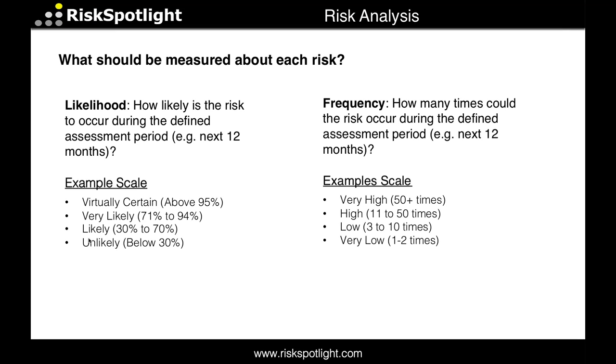Some organizations capture likelihood, some organizations capture frequency, which is the other measure. I like to capture both because they're both good questions. We need to know what the likelihood is of something happening in the next 12 months. But then we also want to know the frequency: if it could happen in the next 12 months, could it happen 2 times or 200 times in the next 12 months?